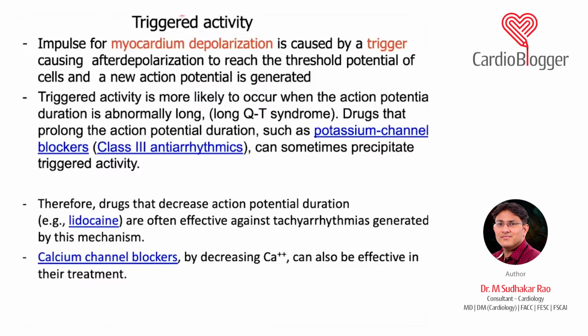So before I go to the triggered activity, I'll just sum up automaticity. The important thing about automaticity is that it is due to the phase 4 diastolic depolarization, and this phase is usually contributed to in the SA nodal cell by calcium. So anything where the sympathetic activity increases will increase the automaticity, and the parasympathetic system decreases the automaticity.